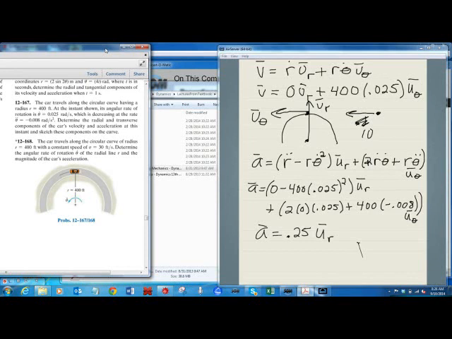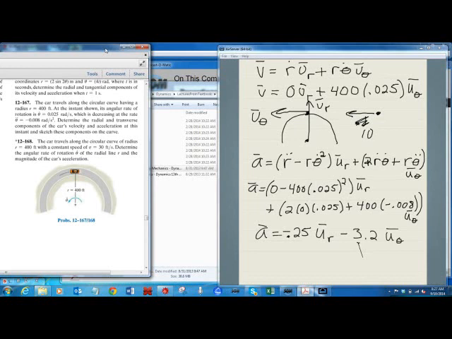For theta double dot: plus, minus 408 times 4 is 32. So that'd be plus 3.2. Did I get that one right? Yes. Thank you very much. And minus 0.2.